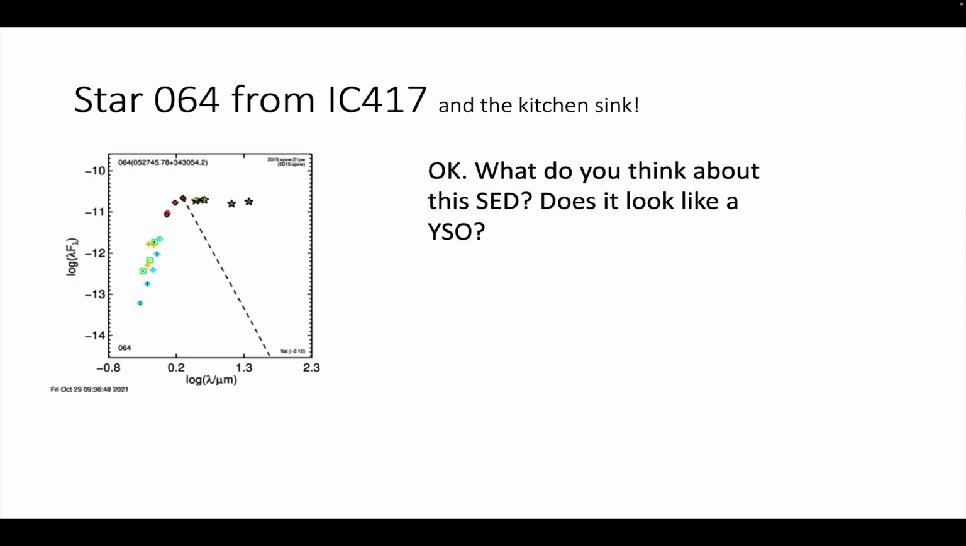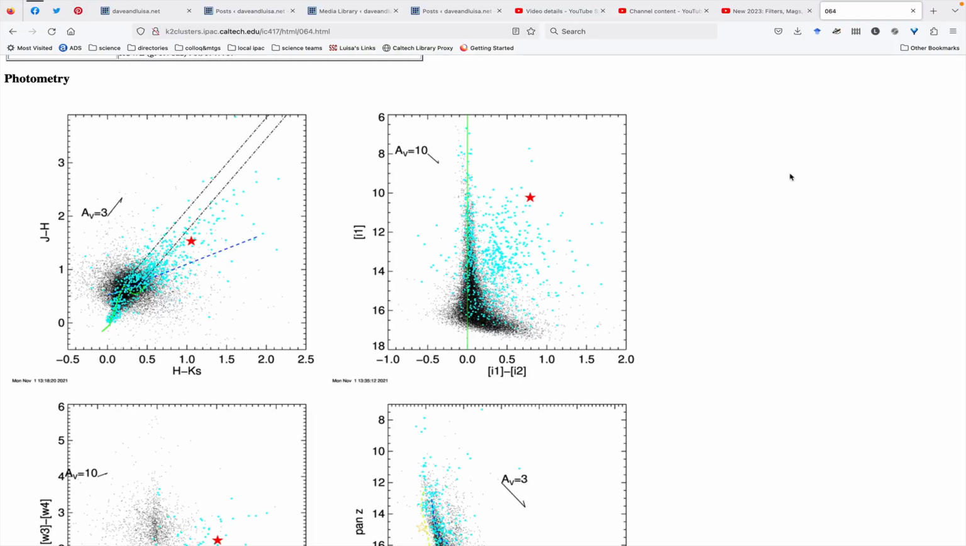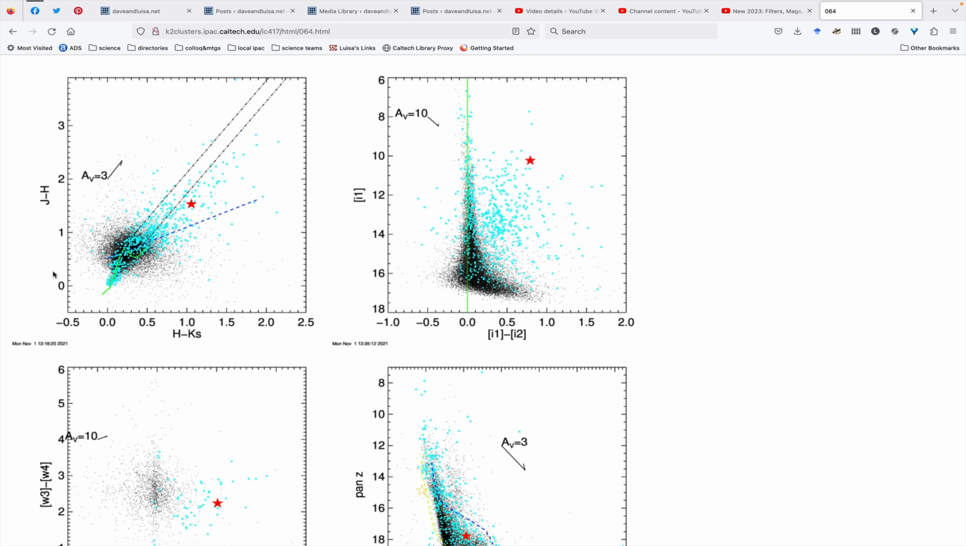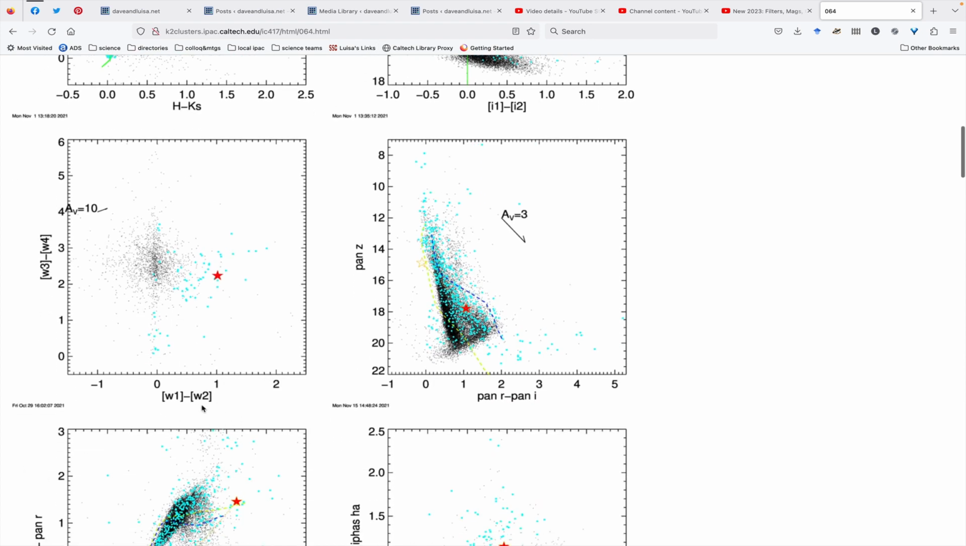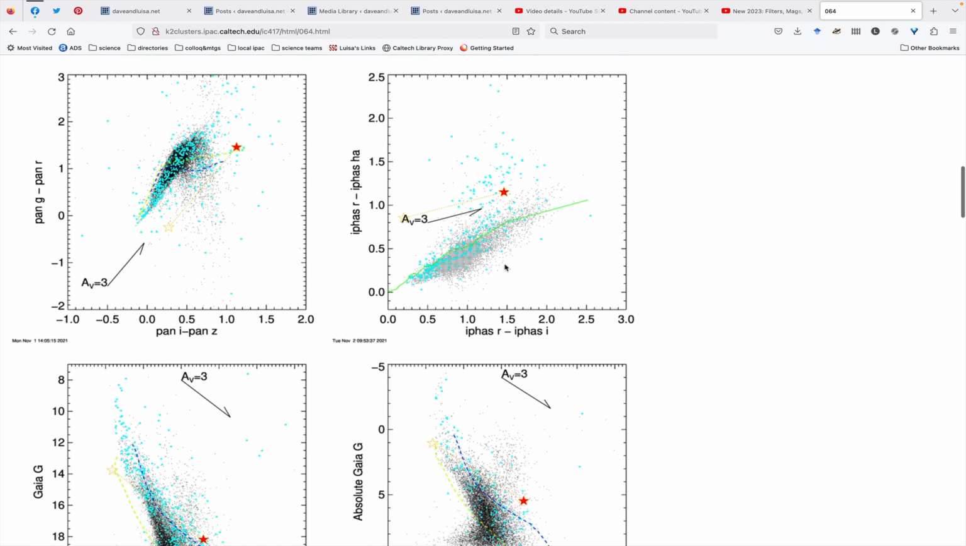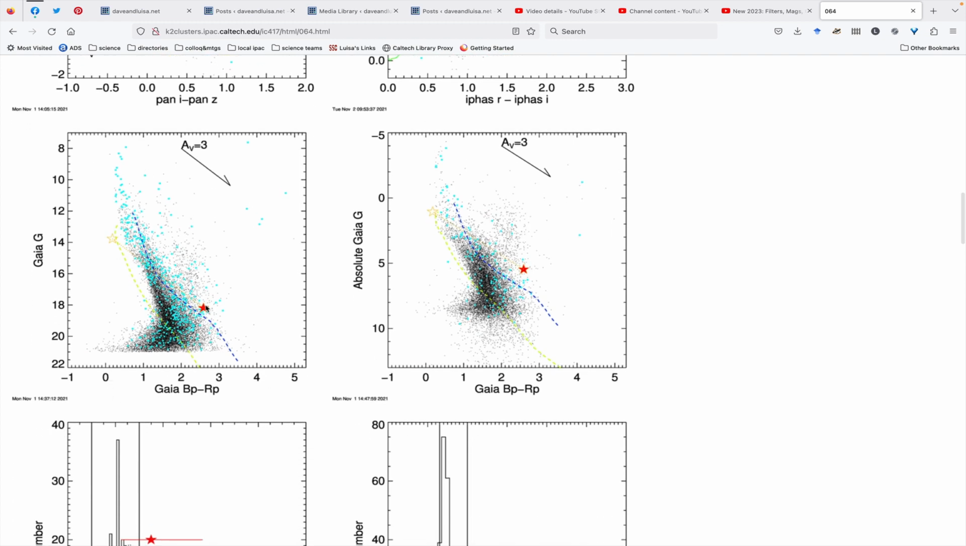Okay, so what do you think about this one? Does it look like a young star? This is where this star falls in a whole bunch of diagrams that this team decided were the diagrams they wanted to make. You may decide on different diagrams, but these are the diagrams that this team decided. J minus H versus H minus K, it's here. I1 versus I1 minus I2, it's here. Y1 minus Y2 versus Y3 minus Y4 is here. Pan Z versus R minus I, it's here. And with the reddening correction, it could be back here. G minus R versus I minus Z, it's here. And reddening corrections could put it here. R minus H alpha versus R minus I, it's here. G versus B minus R is here. When you correct for distance, because we do have a distance for this, G versus B minus R is here.